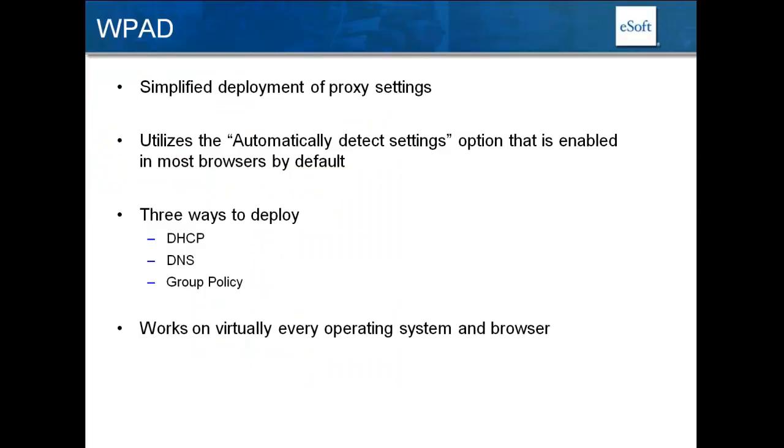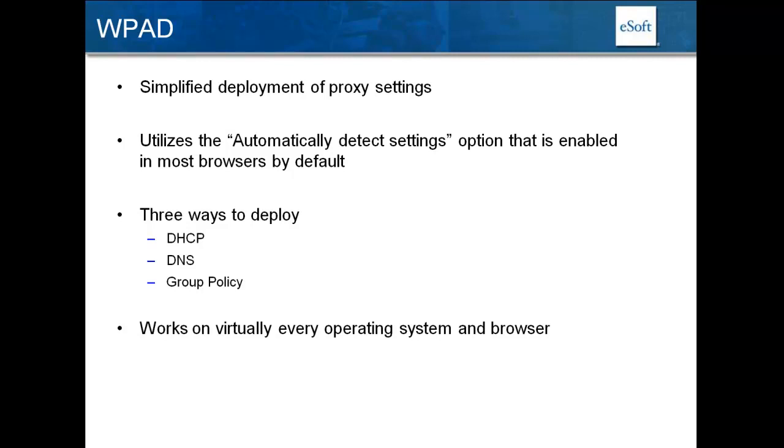So when I talk about WPAD, what is that? WPAD really is just a simplified way to deploy proxy settings using a feature that's enabled in all browsers, which is automatically detect settings. We have the ability to deploy those proxy settings in one of two ways, and then there's a third way which requires group policy, but we can deploy either using DHCP. So if the InstaGate is your DHCP server, you can have it automatically deliver that WPAD or proxy configuration to the client when they pull their DHCP address.